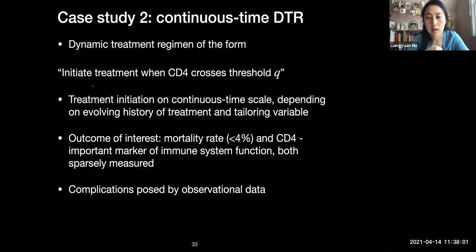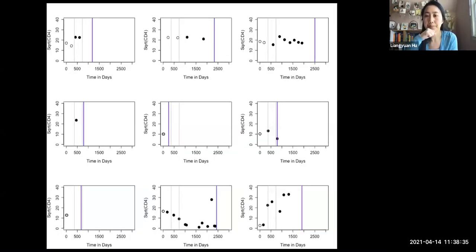And in this case, our outcome of interest is also a little bit different. This is pediatrics data. So the mortality rate for kids is pretty low. It's less than 3 or 4%. And also, as I mentioned earlier, CD4 is an important marker of immune system function. So we're not only interested in mortality, but also interested in CD4. And both are very sparsely measured. And of course, we still have to address complications posed by the observational data.